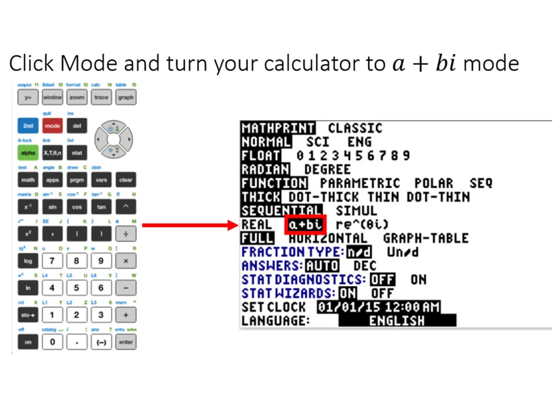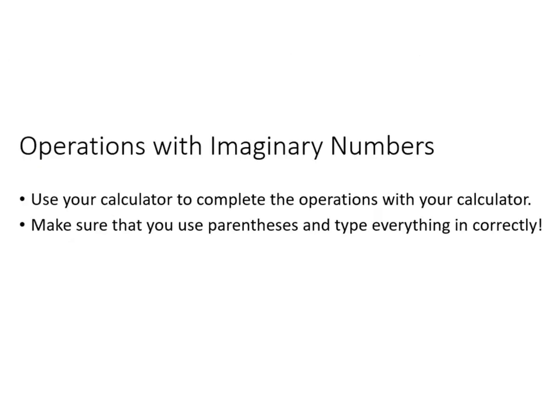Whenever you are doing something involving imaginary or complex numbers, you always need to make sure that you are in imaginary mode. In order to do this, you need to first click on the mode button on your calculator, and then once you get to this mode screen, scroll down to make sure that a plus bi is turned on. Now, in order to complete operations with imaginary numbers, everything you are going to do is fully on the calculator. You just have to make sure that you are using your parentheses and typing everything in correctly.